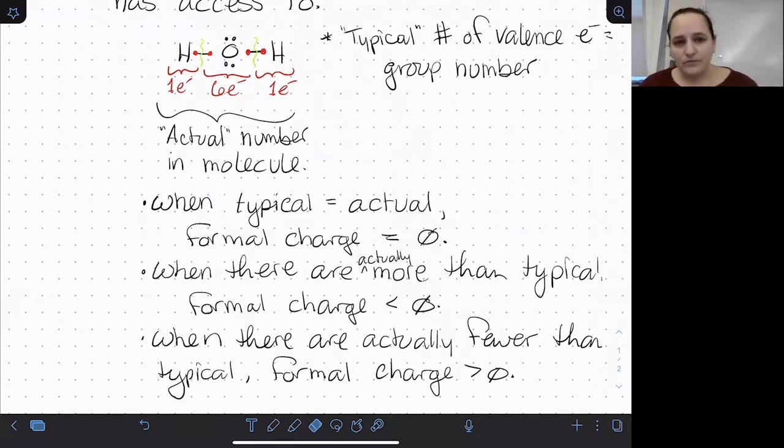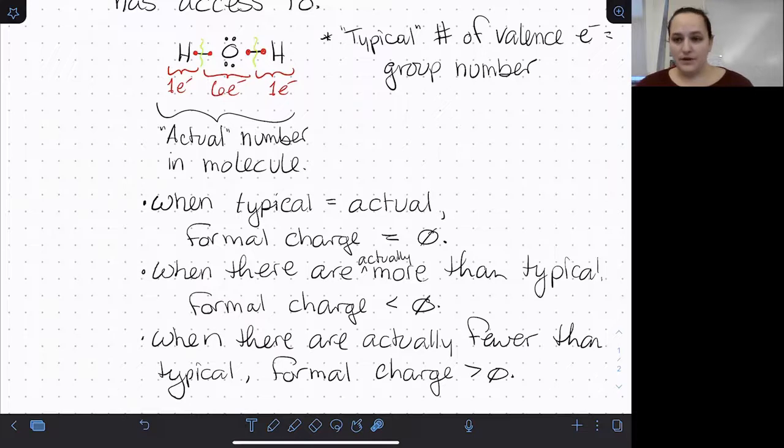So for the structure of water we drew up here, all of our formal charges are 0. That hydrogen is in group 1, so it usually has 1 electron. It actually has 1 electron in this structure, so the formal charge of both of those is 0. Oxygen is in group 6. It typically has 6. It actually has 6, so formal charge is equal to 0 here as well.